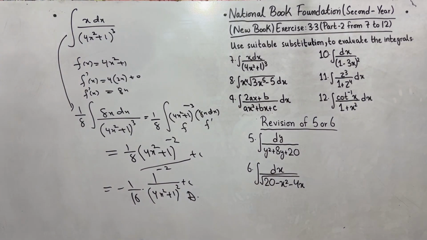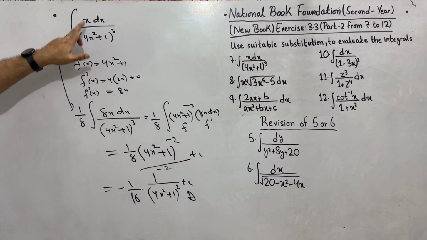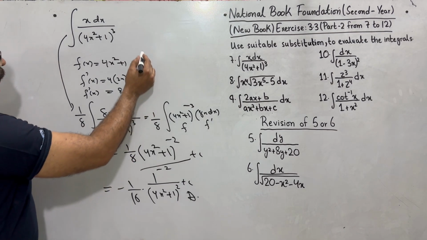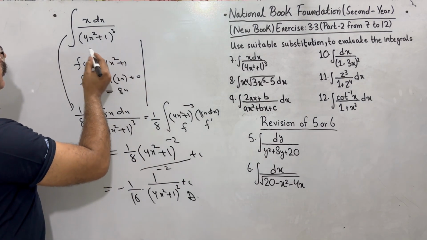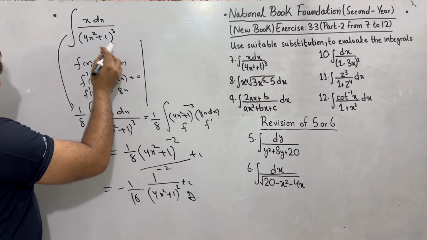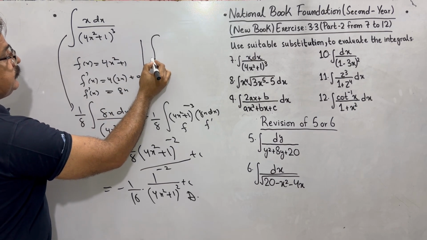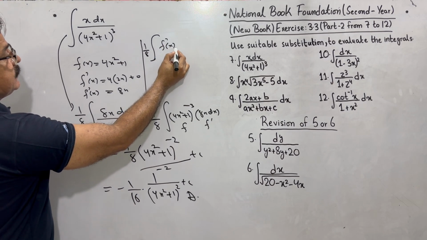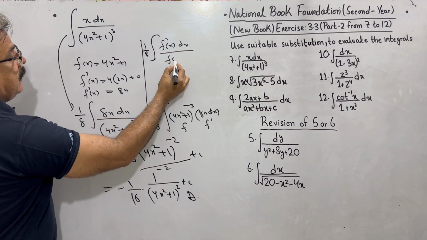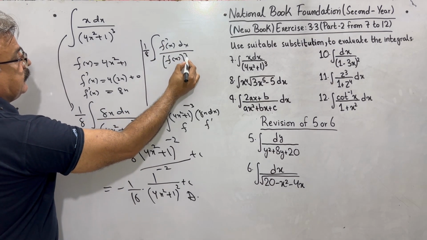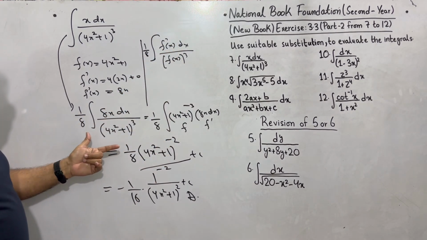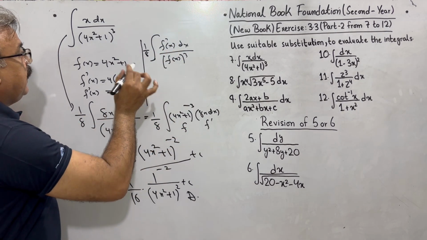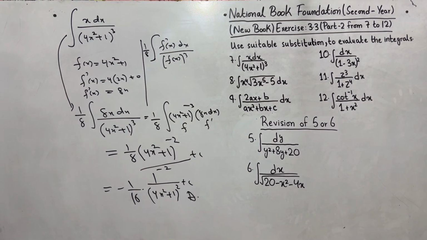Function derivative works wonders for you. Or one can substitute: it is equal to 1 over 8, divide and multiply f dash of x dx, with overall f of x raised to 3. Switch this into the numerator like this, and so on. Or simply let y be equal to this.